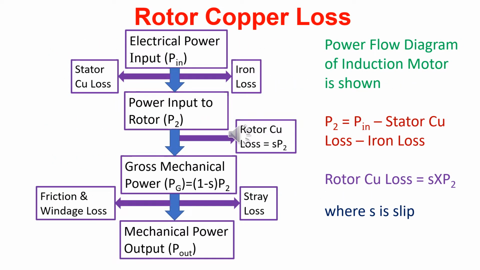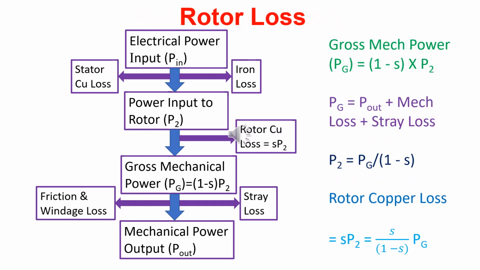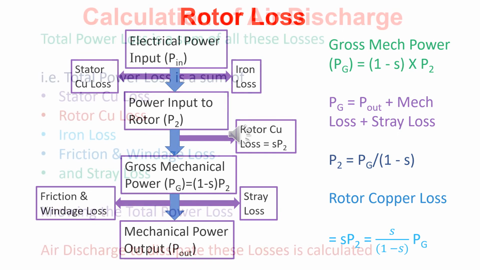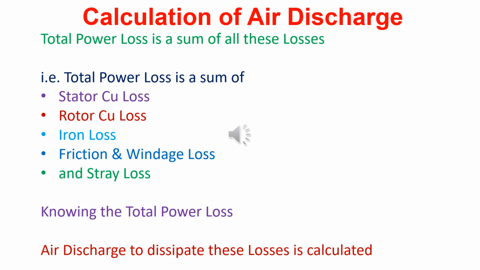Calculation of rotor copper loss. Power flow diagram is drawn. Rotor copper loss is given by slip into rotor power input. It can be seen that rotor copper loss is equal to S divided by 1 minus S into gross mechanical power. By adding all these losses, total loss is calculated.